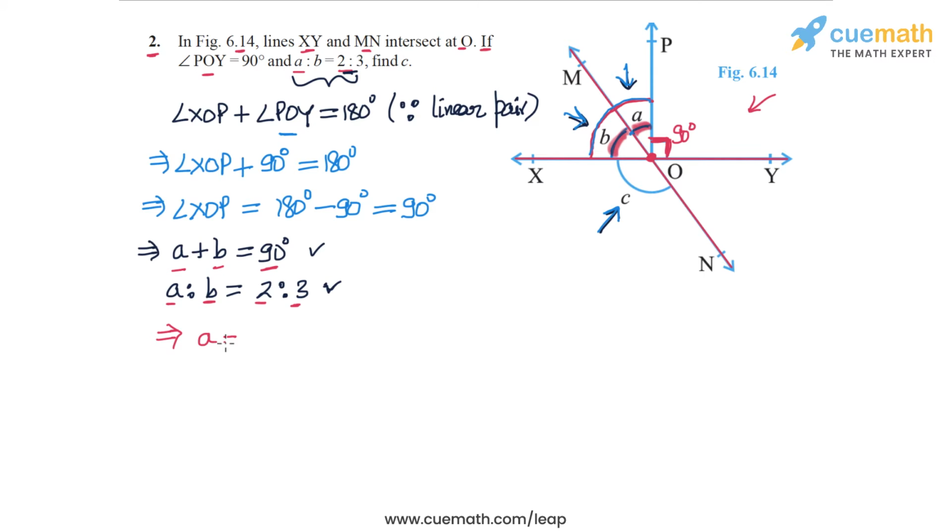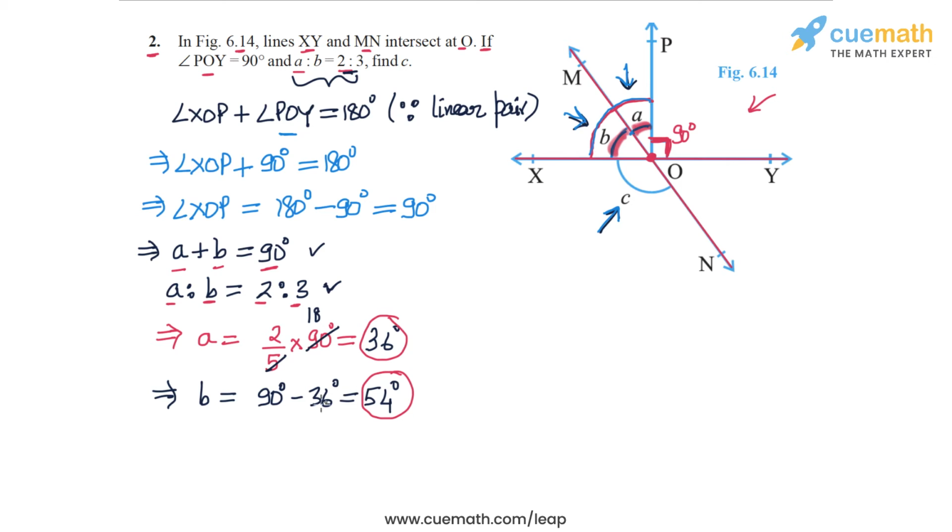A must be 2 by 2 plus 3, or 2 by 5, of 90 degrees. So A must be 2 by 5 into 90. How much is this? 90 by 5 is 18. 18 into 2 is 36. So A must be 36 degrees. And now B is straightforward to find. So B will be 90 minus 36, because A plus B is 90. So B is 90 minus A, or 90 minus 36, or 54 degrees. So we have obtained the values of A and B separately. A is 36 degrees and B is 54 degrees.